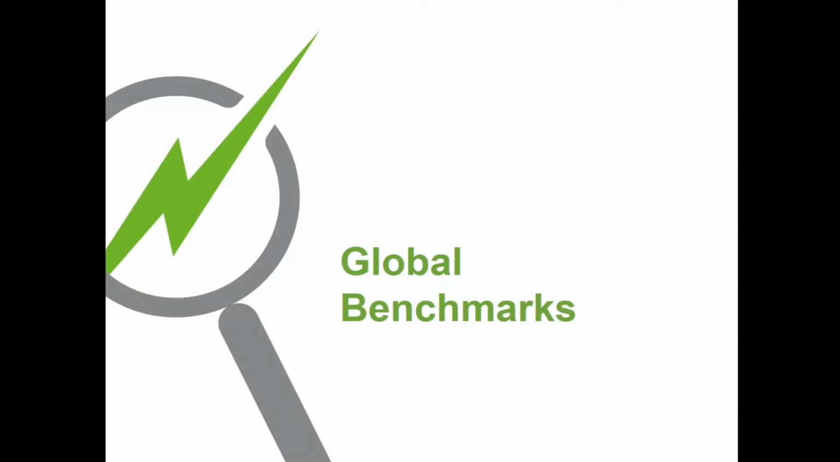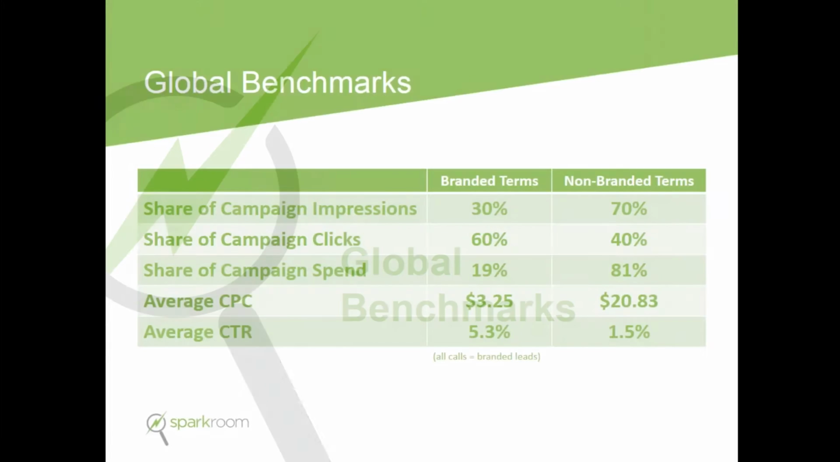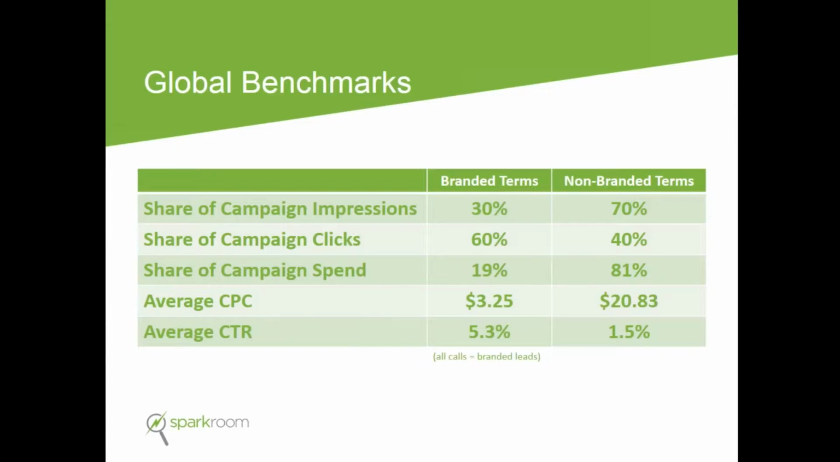So now we'll move on to our first analysis, which is the global benchmarks. The global benchmark charts are a summary view of all of the accounts we looked at with 2015 data summarized for branded and non-branded keyword terms. This first view shows the share of impressions, clicks, spend with the average CPC and click-through rate.